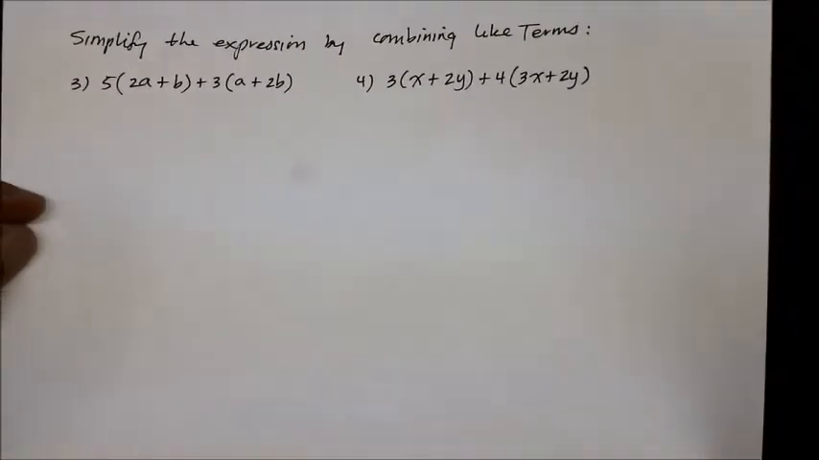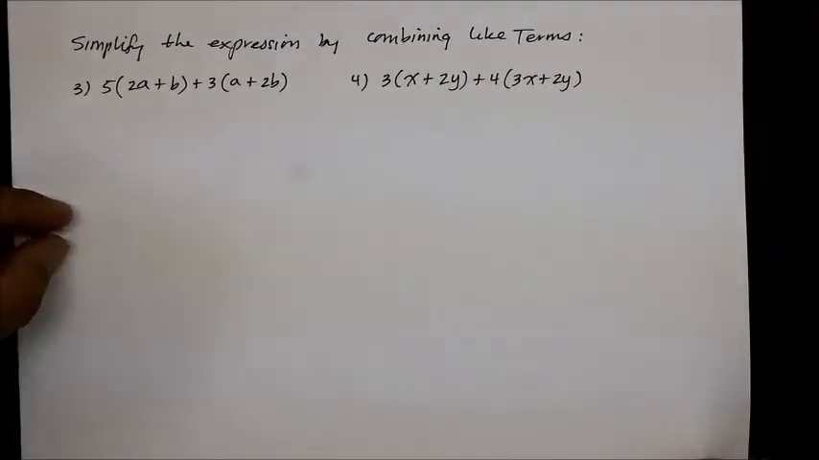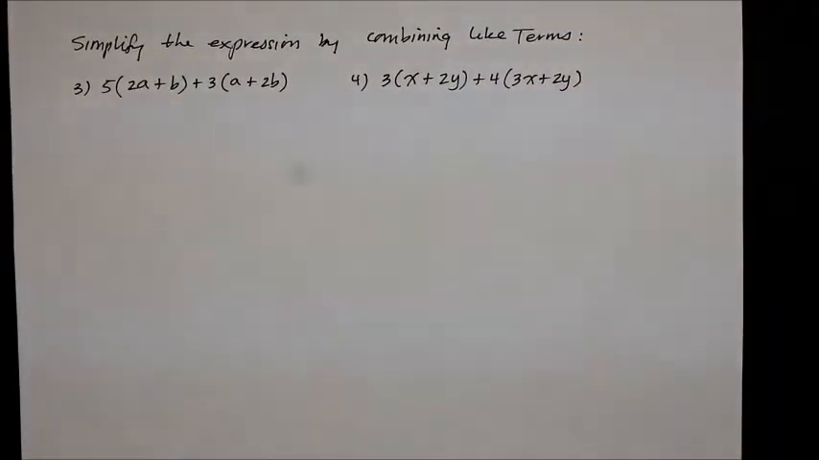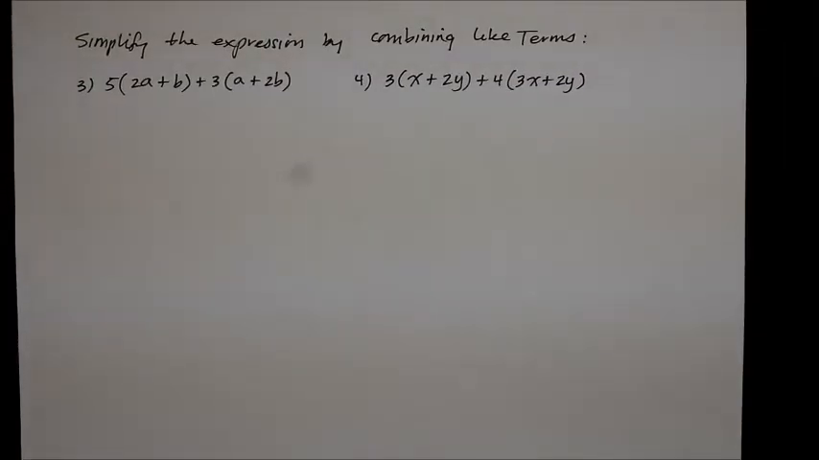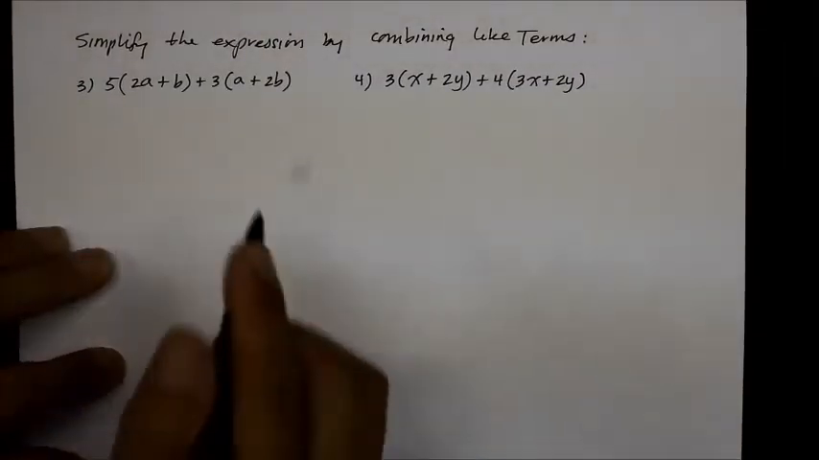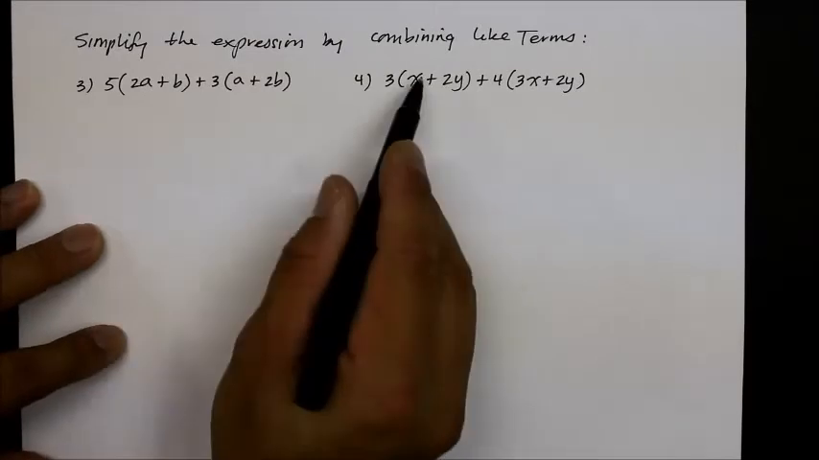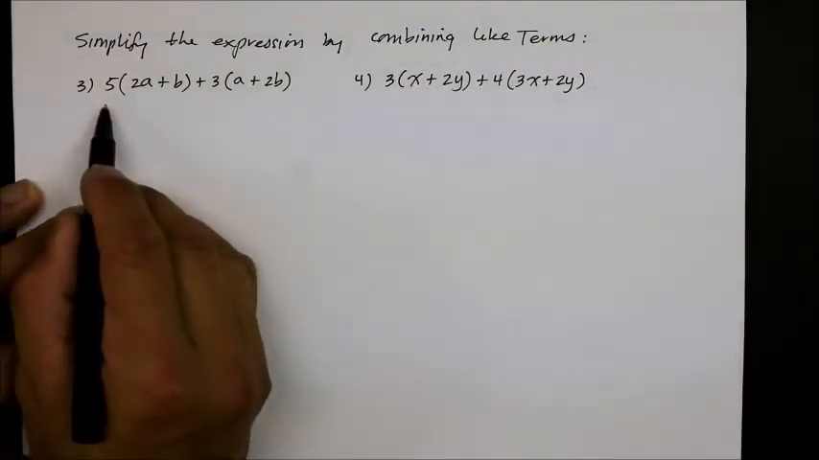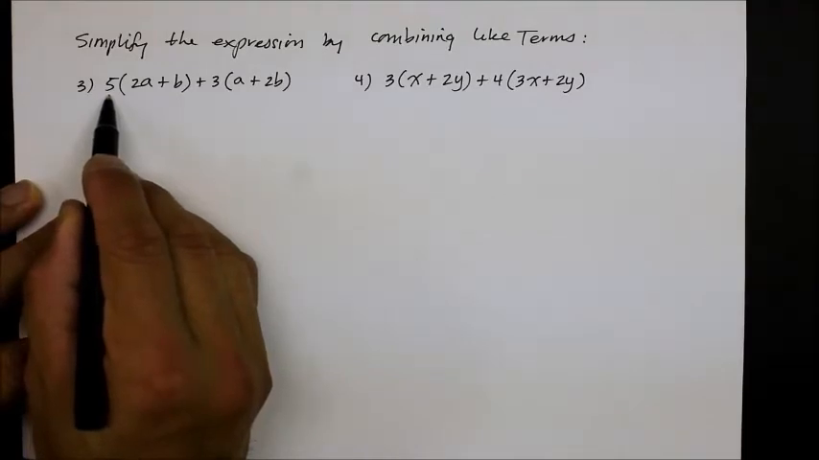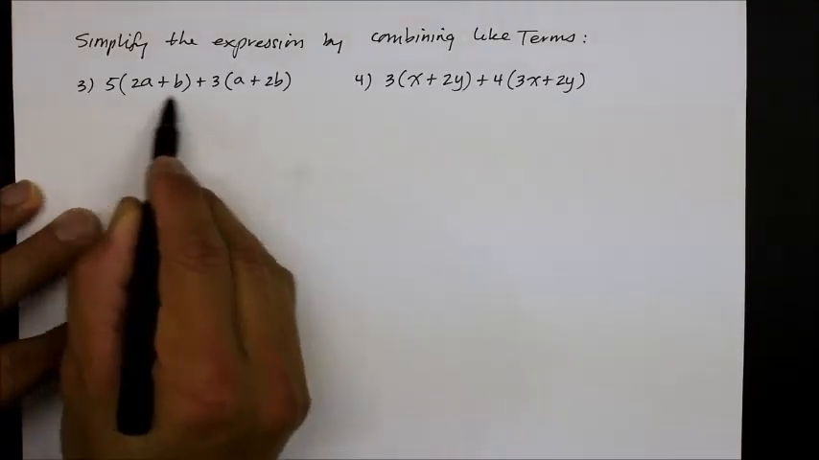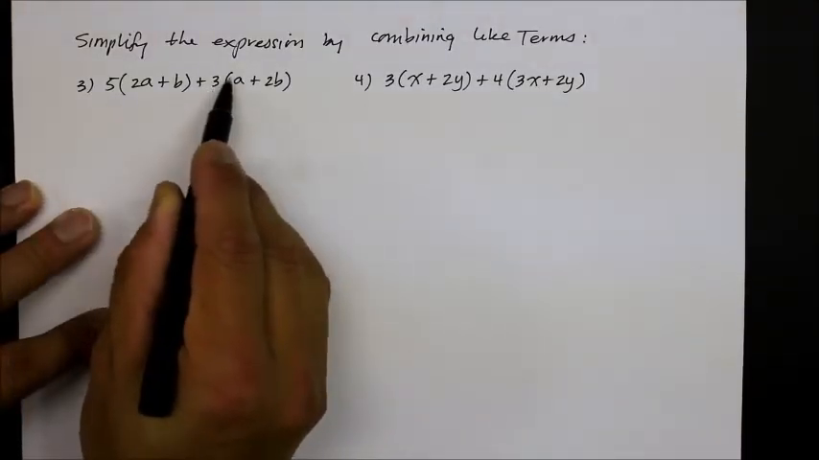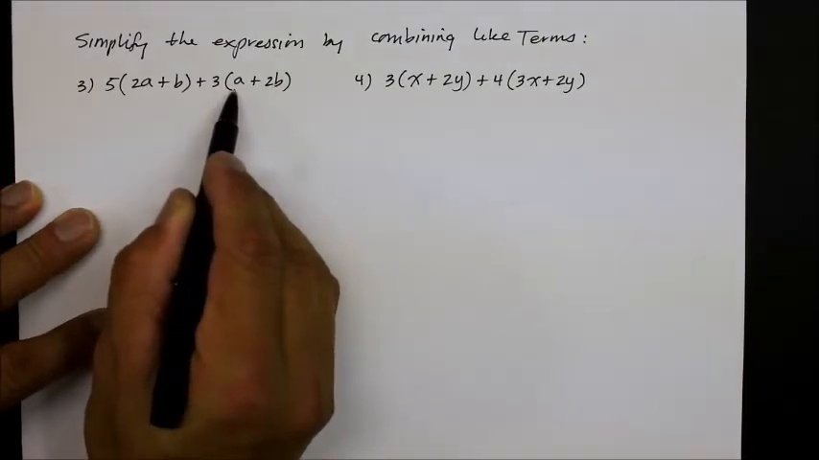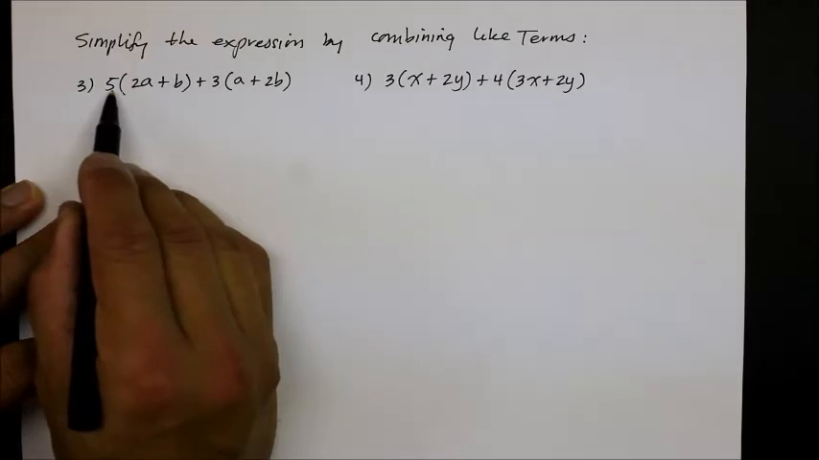Now let's try this guy right here. Here, we're going to use the same concept of combining like terms. So number 3, oh look, I see a number outside the parentheses. What goes in your mind when you see a number outside the parentheses is distributive property.